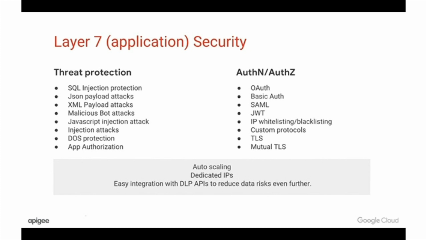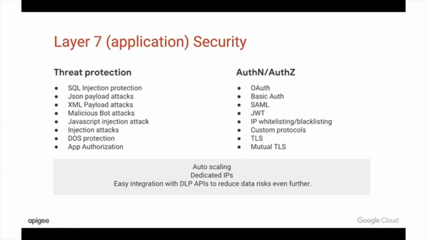You need a lot of authentication and authorization capabilities, because even if you want to do OAuth, someone else might want to do JWT or OpenID Connect or SAML. So you need to cater to different backends and different client applications, and Apigee can help you with all of these. These are out-of-the-box features, along with things like auto-scaling and dedicated IPs, which tremendously helps you with that layer 7 application level security.